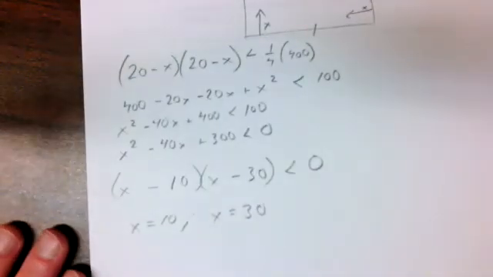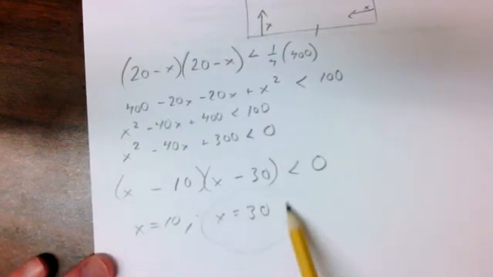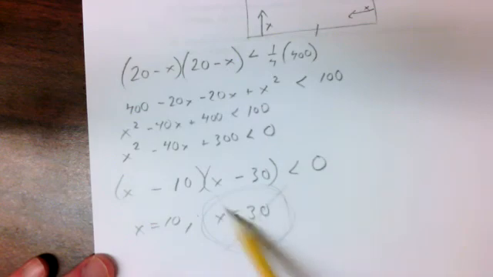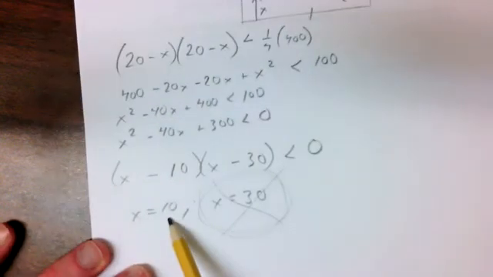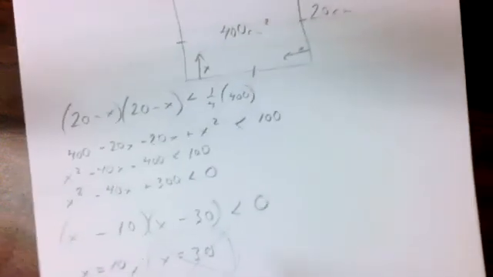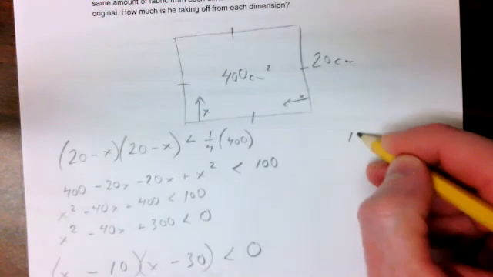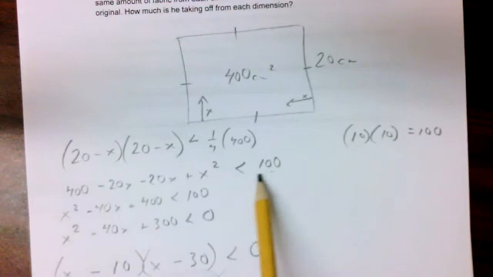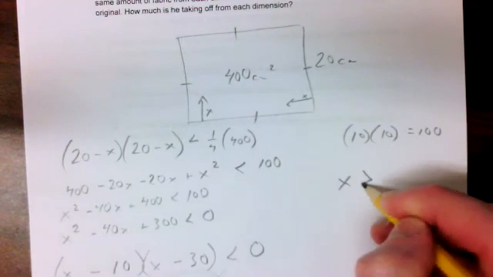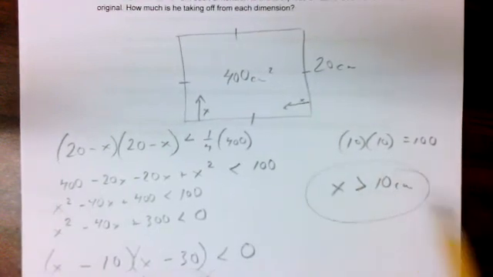Now this is one of those situations where you have to reject an extraneous root. Can we take 30 off of 20? No. But we can take 10 off of 20. Now, the way this works, so you can kind of try it out. If we take 10 off of 20, your area is now going to be 10 times 10, which equals 100. We need it to be less than 100. So that means that x is greater than 10 centimeters. The amount that you have to take off is greater than 10 centimeters.